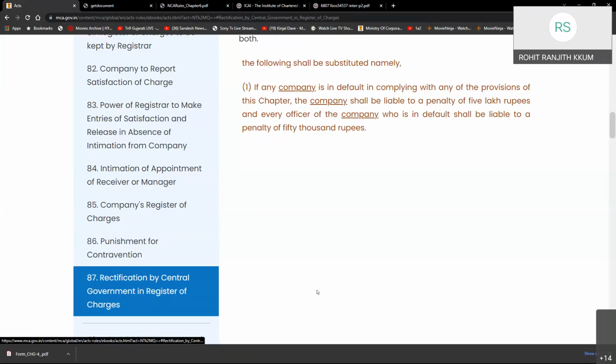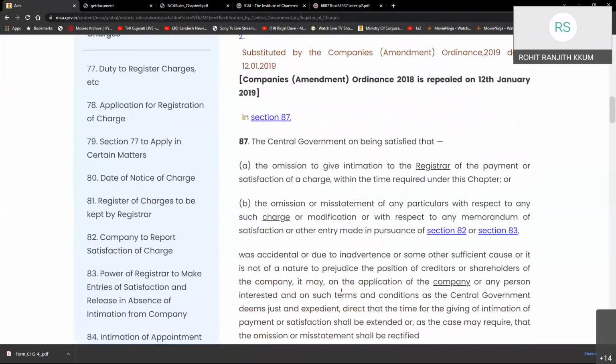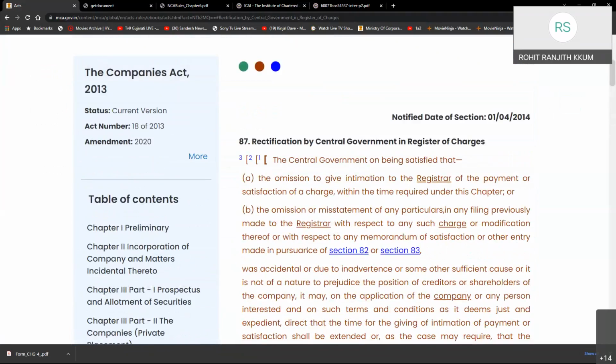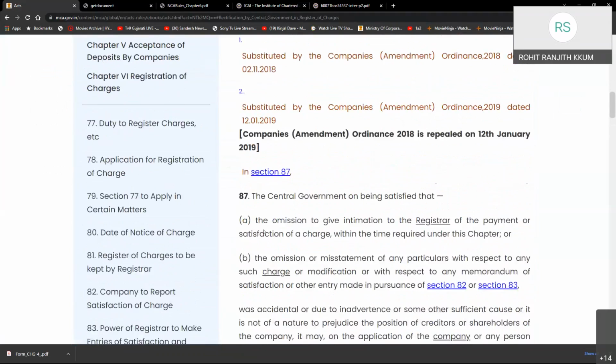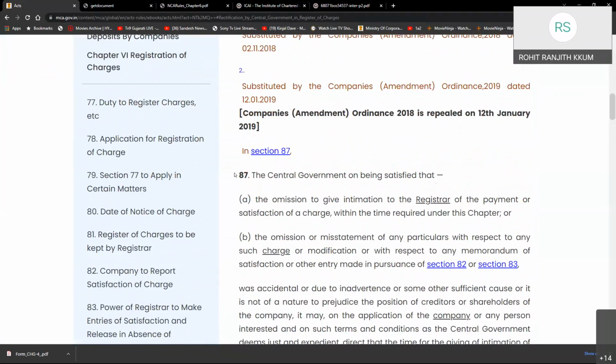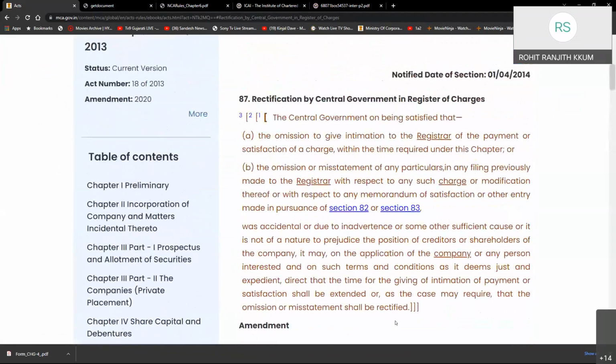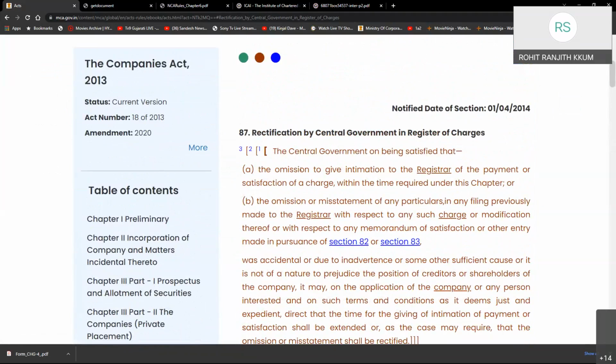So look at, guys, what is the provision given over here. This is the provision, Section 87. If you look at Section 87, it is totally replaced. This is the old content, and now these are the new content. So we have to read only this much.